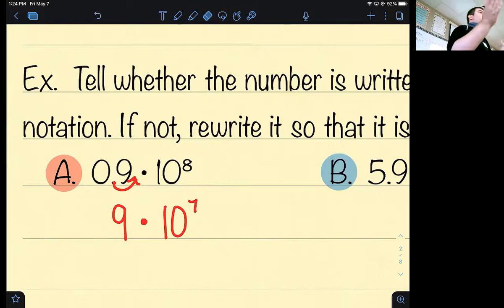Okay, so just like there's an order of operations that says we have to do the math in these orders, in scientific notation, we have to make sure that first number is between 1 and 10. Otherwise, you can't really compare them very easily.